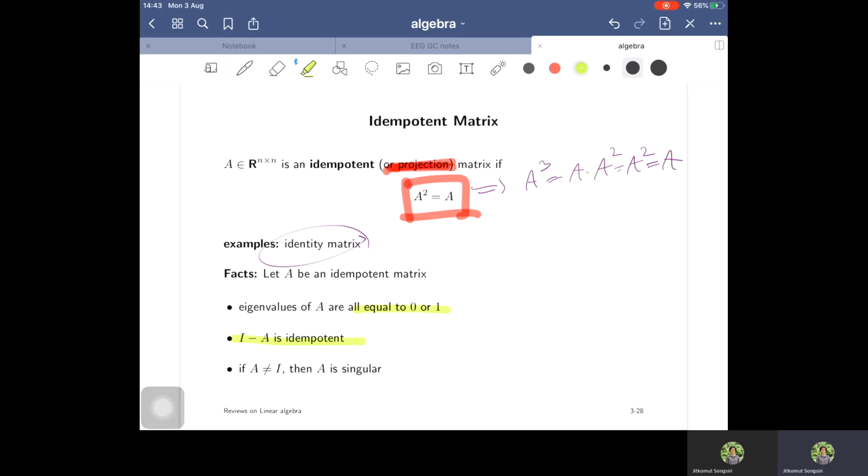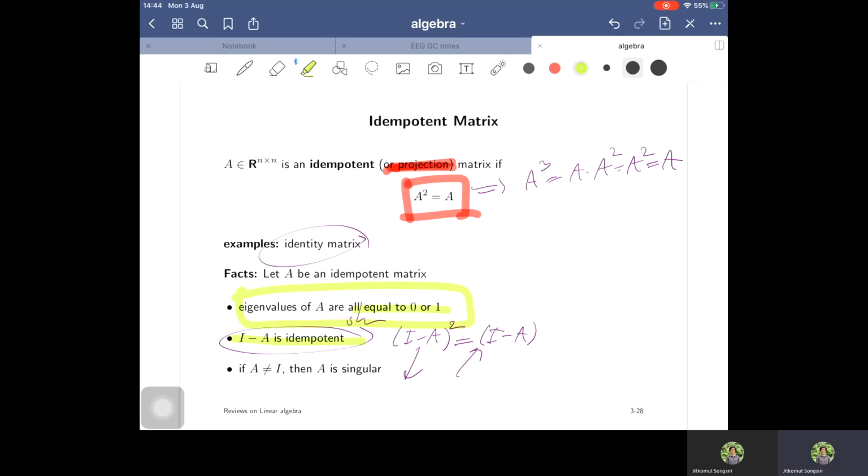The second result: if A is idempotent, I minus A is also idempotent. The second bullet is not easy. It's not difficult to show, because you just need to show that (I minus A) squared equals I minus A itself. To show this is not hard at all. Just expand the square. Okay, I leave it as an exercise. Now let's take a look at the first property.